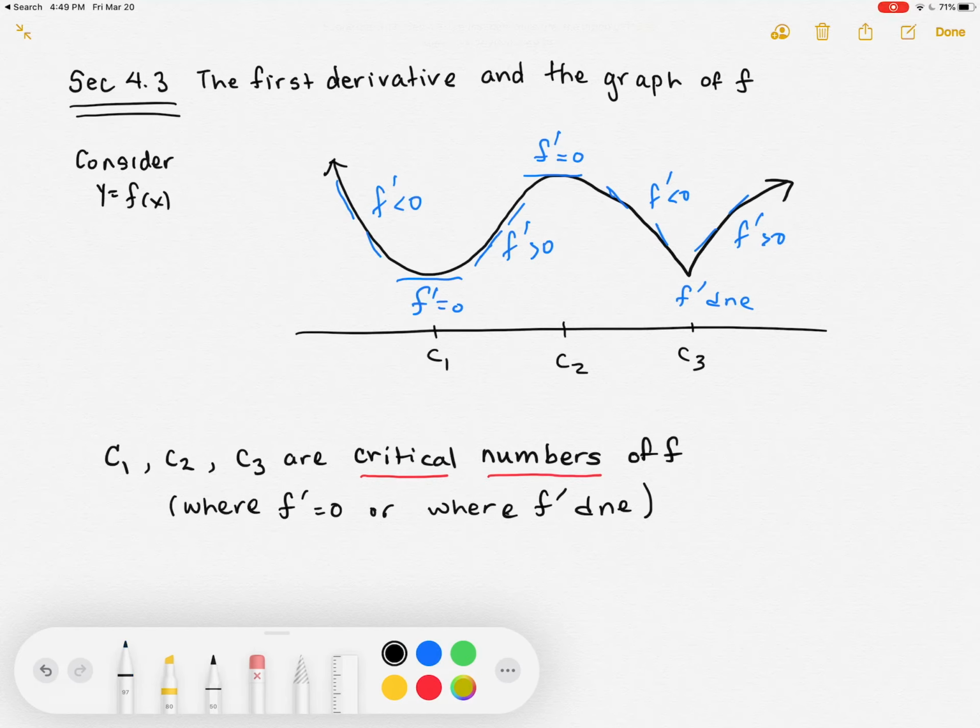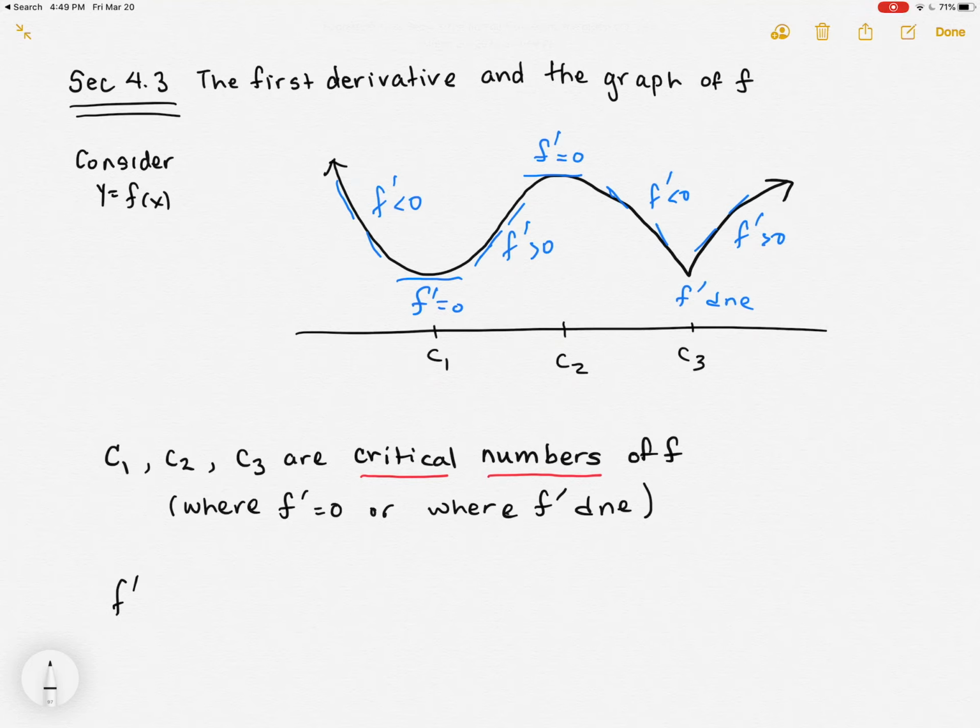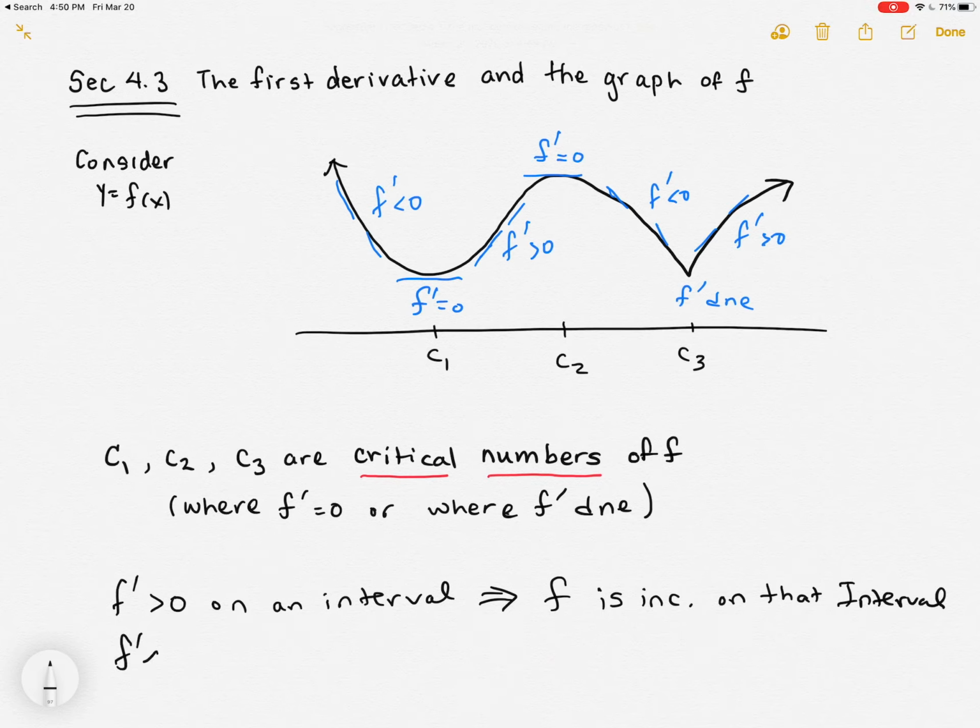So let's write that down. Intervals on which f prime is positive are going to indicate that the function itself is increasing over that interval. And when the derivative is negative on some interval, then we know that the function decreases.